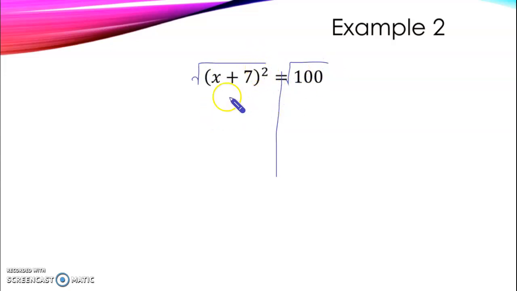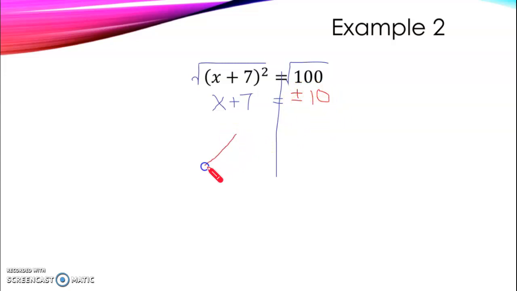And those cancel each other. So I'm going to get x plus 7 on one side and the square root of 100 on the other. Recall that the square root of 100 is positive or negative 10. And so how do I solve this from here? Because if we continue to solve, it's a little bit difficult to determine what the answer is supposed to be when you have both a positive and negative 10 on this side.